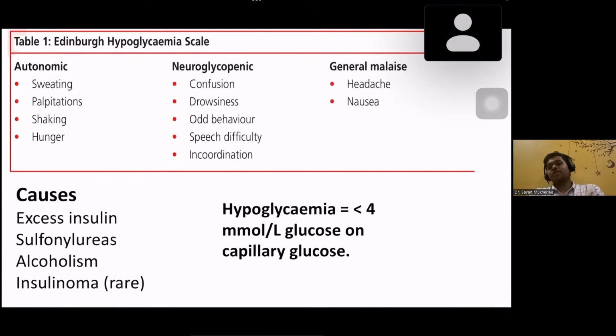And then there's a rare cause, insulinoma. It's an insulin secreting tumor of the pancreas. It's very rare. I just mentioned it for theoretical interest. And then the cutoff that I've chosen is less than 4 millimoles per liter. Again, it's in millimoles per liter. We generally use milligrams per deciliter here. The guideline I used had this unit, so I used it. You can easily convert it online.